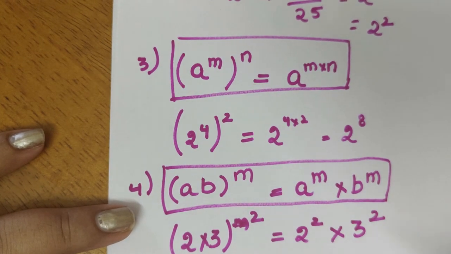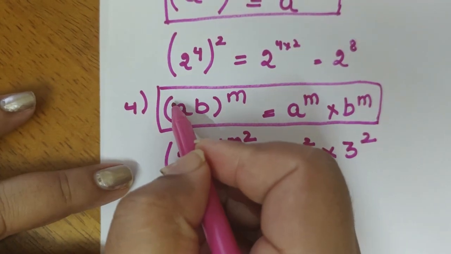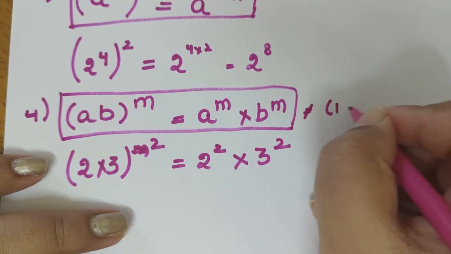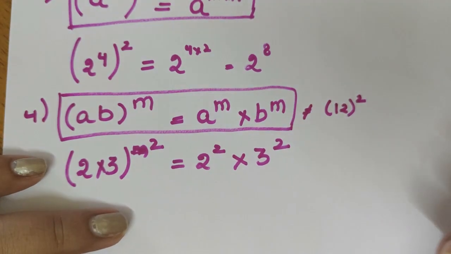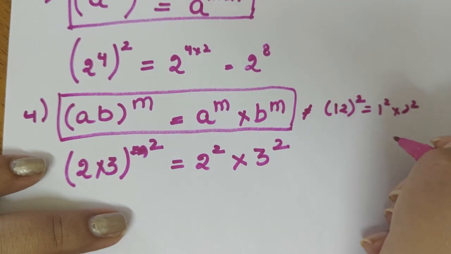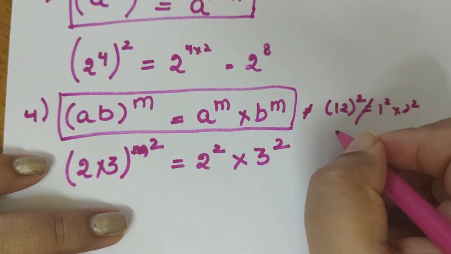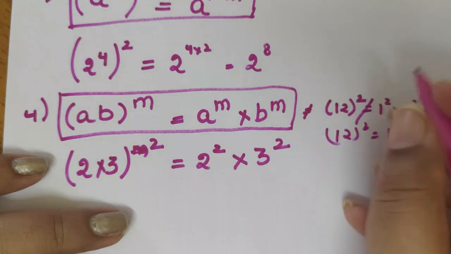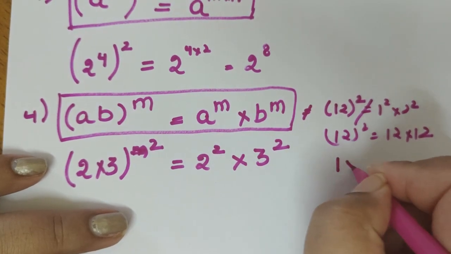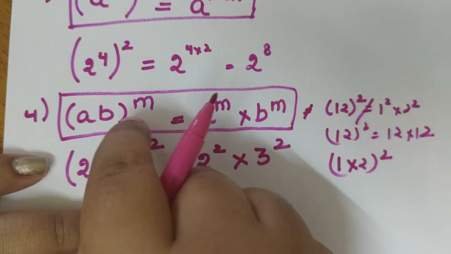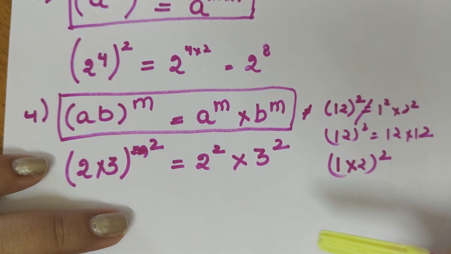Now you have to be careful. If I have a number, say 12 raised to the power 2, this doesn't mean that I will split it into digits. No, 12 raised to the power 2 is 12 into 12. This one is only if we have 1 and 2 to the power 2, where we know that these two numbers are not combined, they are different. Then only we will use this formula.